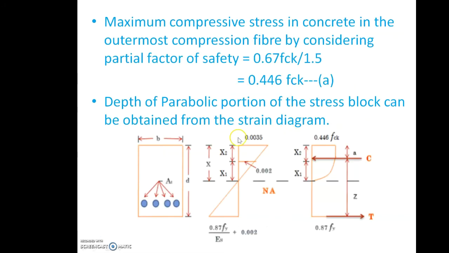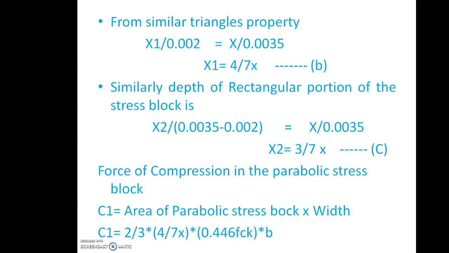Just calculate the area of this particular trapezoidal portion and this rectangular portion and this parabolic portion. We will get the total C value, that is C is equal to 0.36 fck b xu.